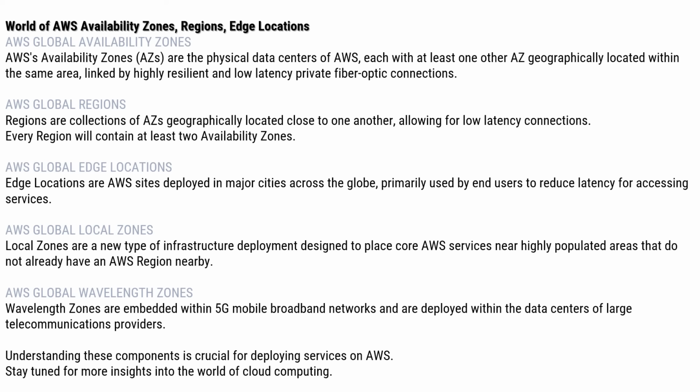Edge locations are AWS sites deployed in major cities across the globe, primarily used by end users to reduce latency for accessing services. Local zones are a new type of infrastructure deployment designed to place core AWS services near highly populated areas that do not already have an AWS region nearby. Wavelength zones are embedded within 5G mobile broadband networks that are deployed within the data centers of large telecommunications providers. Understanding these components is crucial for deploying services on AWS. So stay tuned for more insights into the world of cloud computing.